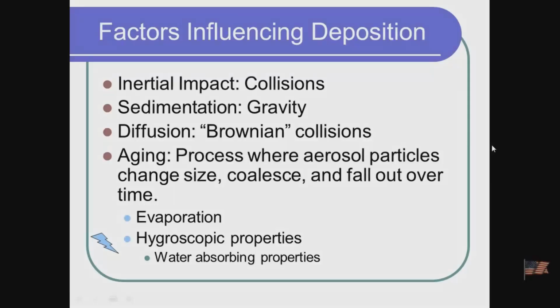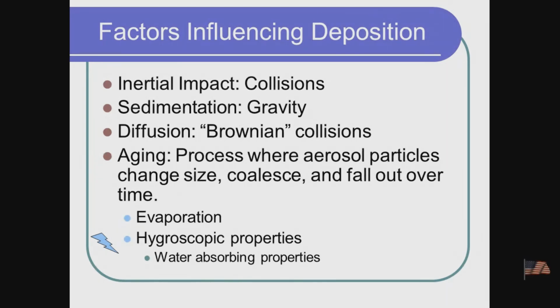All right. So there are many things that are going to affect how much deposition you end up having. We talked about inertial impaction. We talked about simply gravity. Bigger particles eventually will fall out of motion. There's something called Brownian collisions, where, through random movement, particles collide with each other and knock themselves out of suspension.